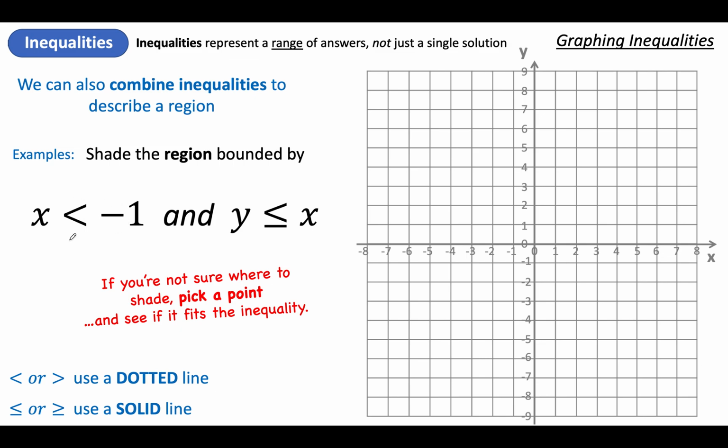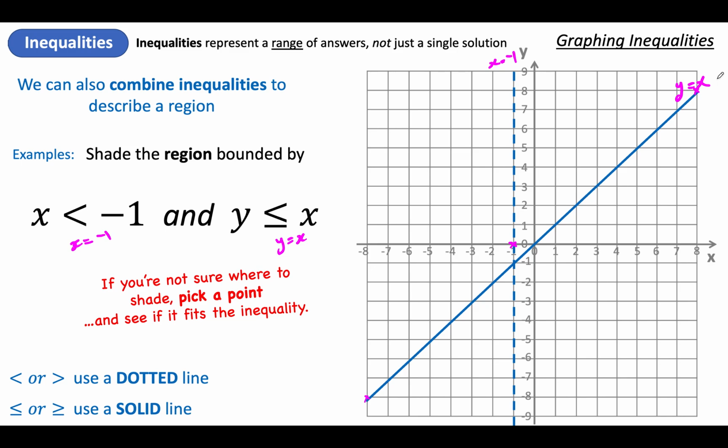X is less than -1. So let's just do the graph of x equals -1 first of all. There's the x-axis. There's -1. Vertical line straight through there, and it's dotted because it's only less than, it's not equal to. So x equals -1. And the graph of y is less than or equal to x. So again, just do y equals x for now. And remember, that's that diagonal graph that goes up all the way to the points 8, 8, or -8, -8, 0, 0, and so on. So that's y equals x.